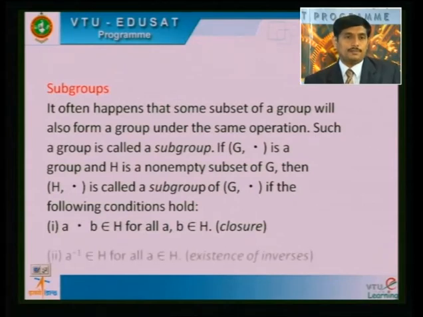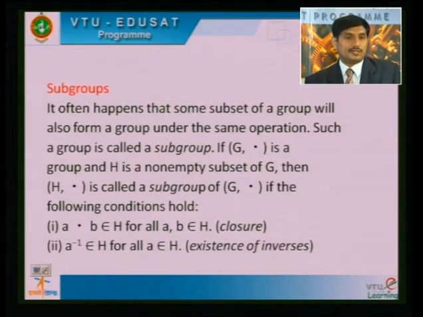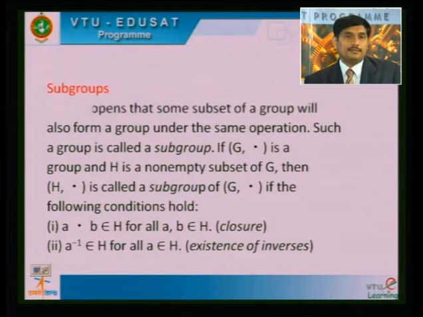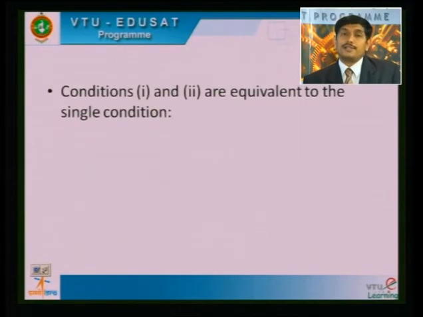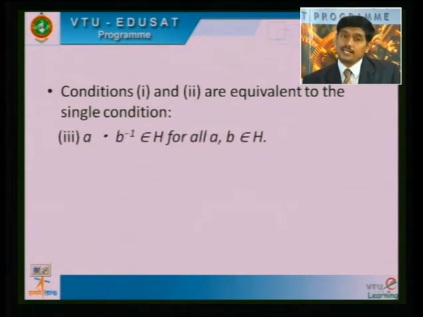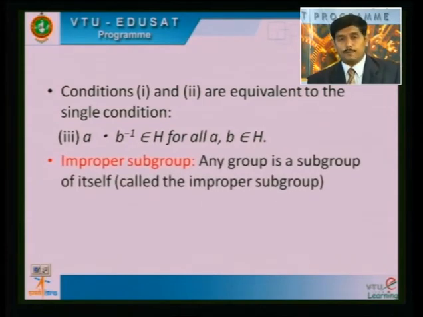First, it satisfies closure. Second, the existence of inverse. The conditions 1 and 2 are equivalent to a single condition also: a dot b inverse belongs to H for all a, b belonging to H. If only this one condition is satisfied by that set, then we say that it is a subgroup.